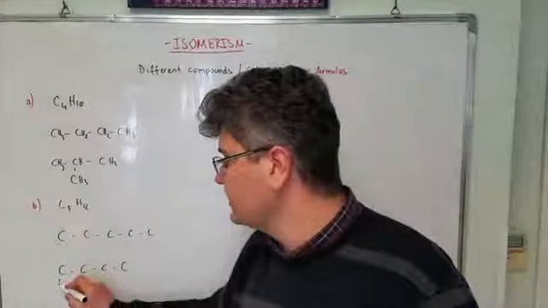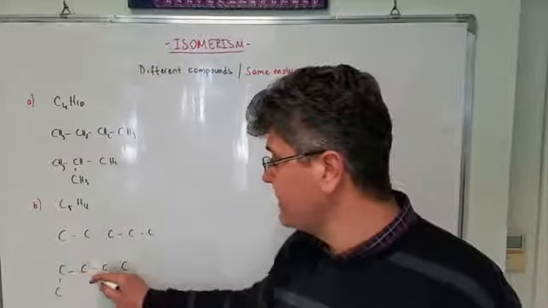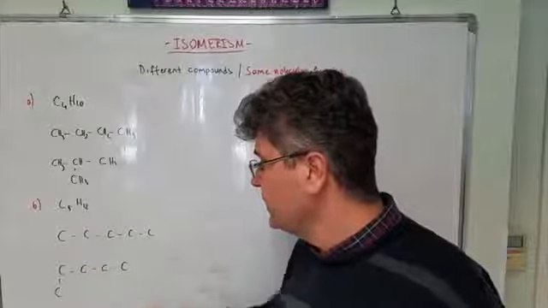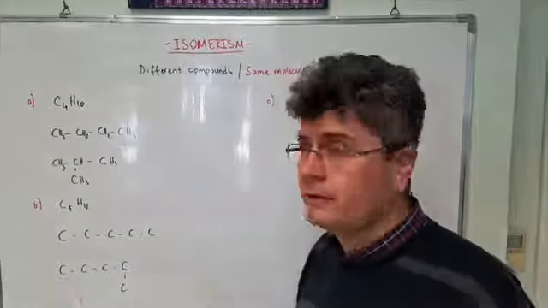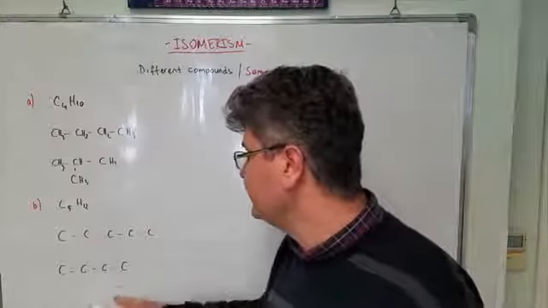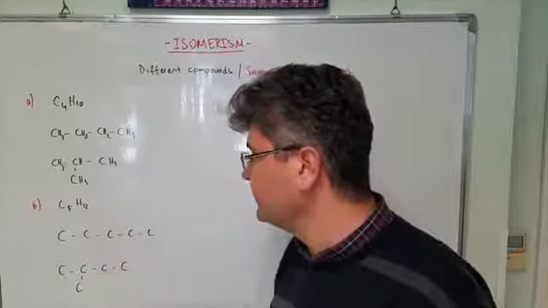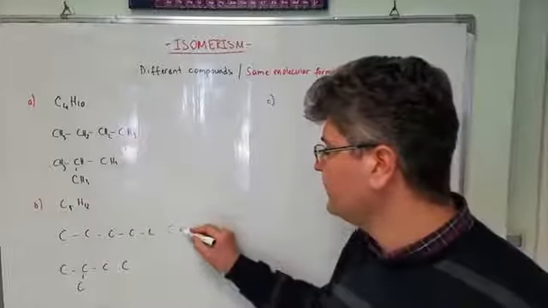So let me ask you a question. Can I put my branching in here on the first carbon? No, because it's going to be the same as this one, right? Or can I put it in here on the last carbon? No, it's going to be the same thing again. What you can do is that you can put it on the second carbon atom in here. So it's going to be 2-methylbutane. Let's try some more.